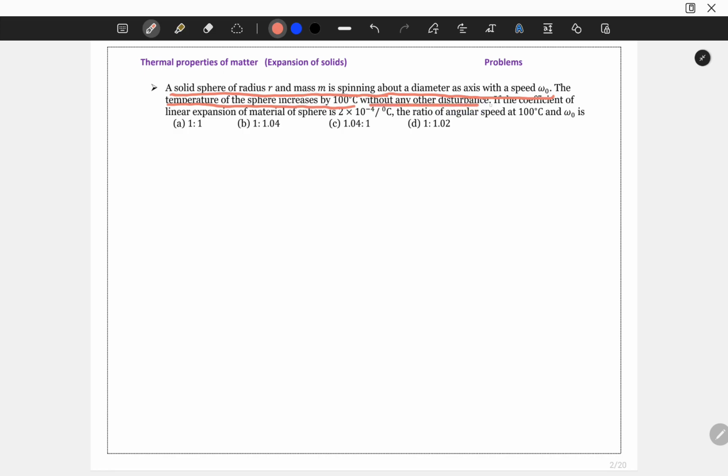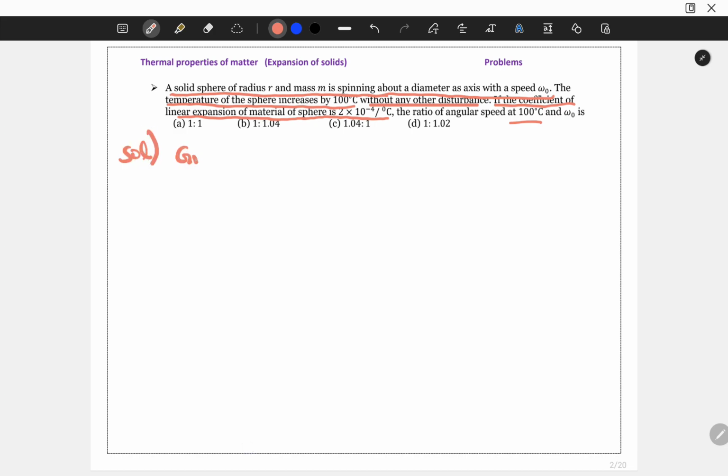Yes, it means that without any torque. If the coefficient of linear expansion of the material of the sphere is 2 into 10 power minus 4 per degree centigrade, the ratio of angular speed at 100 degree centigrade and omega naught is, yes. So let us see what is the given data.